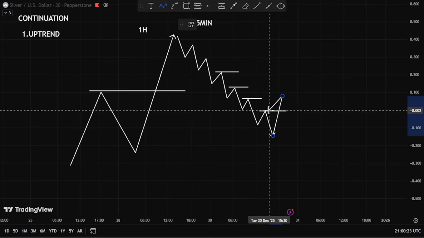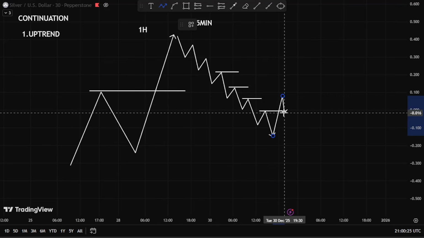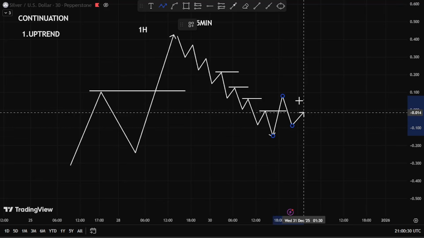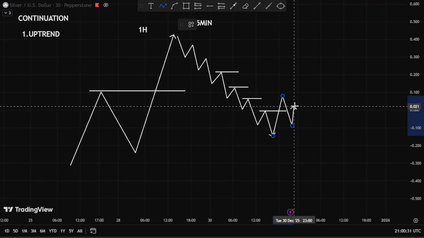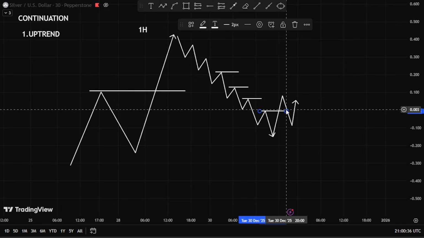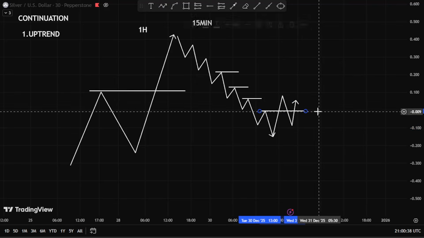This is an indication that price wants to make that continuation. What confirms this is when price makes a higher low. But where should your entry come from? So your entry comes when price comes back above this indication level here.